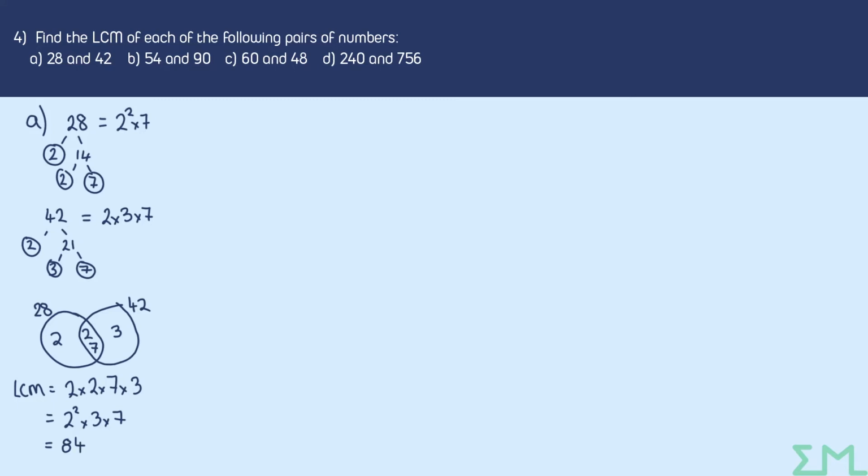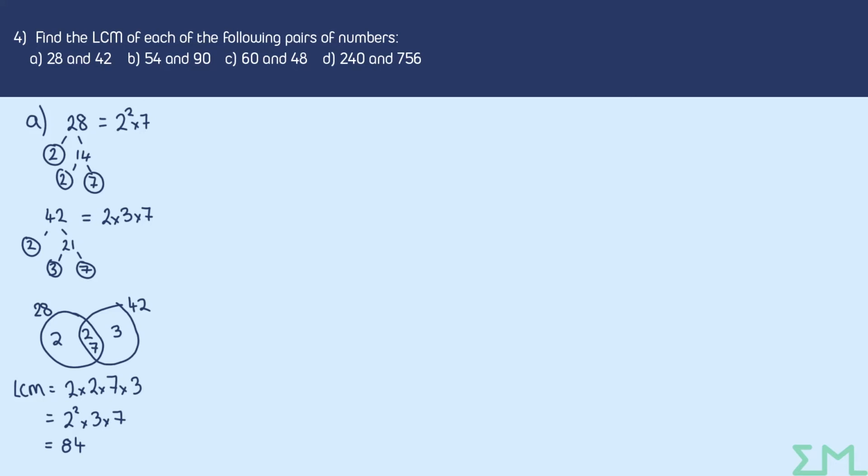So what this has done, by putting it into a Venn diagram, we have been able to make sure that we find the lowest common multiple, because one of the multiples of 28 and 42 that is common would be 28 times 42. But there are numbers that are smaller than that that are still in both the times tables. And by putting it into a Venn diagram, we've made sure that we have not counted prime numbers that appear more than once across the two prime factorizations. If we just multiplied all these numbers together, we'd end up with 2 times 2 times 2 times 3 times 7 times 7. But we haven't counted one of those 2s and one of those 7s twice because we put them in our overlap. So it works quite nicely.